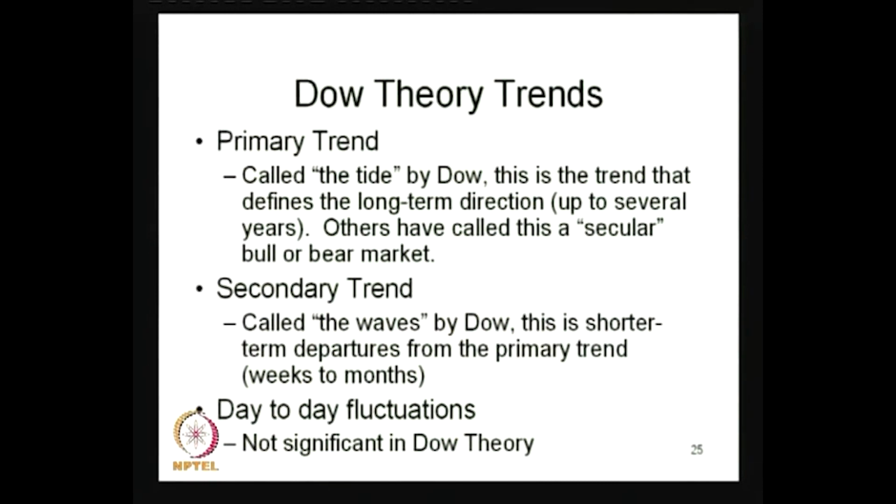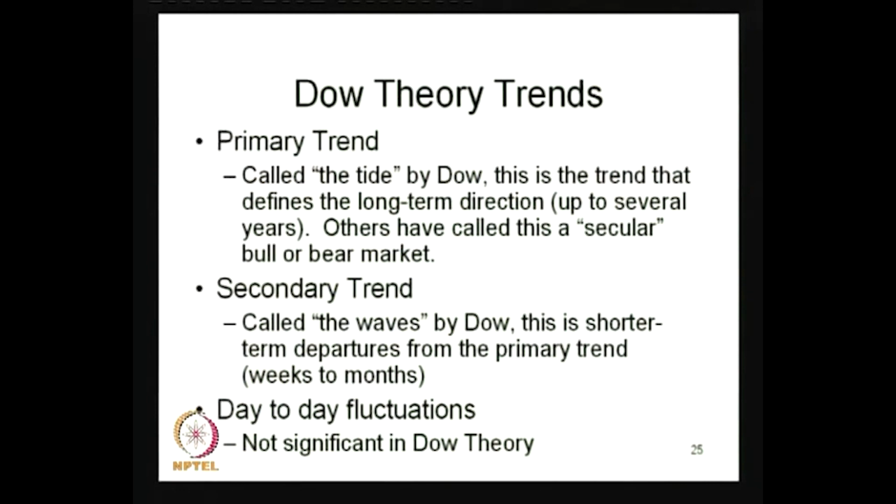By Dow, this is the trend that defines the long-term direction up to several years, and others have called this a secular bull or bear market. And the secondary trend will prevail, which is called the waves by Dow. This is a shorter-term departure from the primary trend. It is basically the corrections happening in the market, which vary from weeks to months.